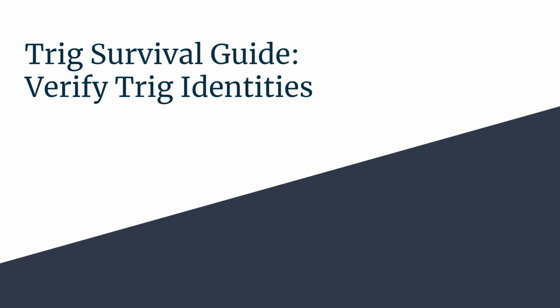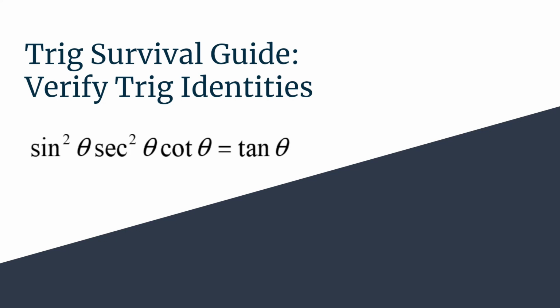In this trig survival guide, we're going to verify a trig identity. So we'll look at sine squared times secant squared times cotangent equals tangent. And while doing this, we're going to talk a little bit about the strategy that we use, which is to rewrite everything in terms of sine and cosine.